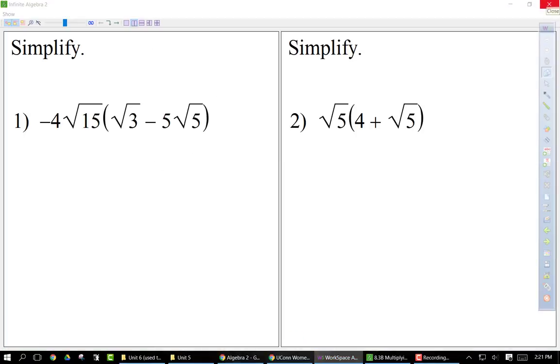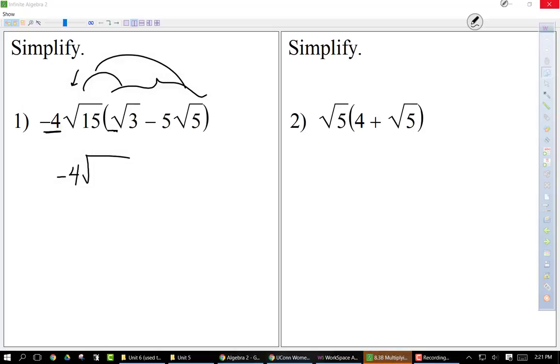Let's do the first two up here. Again, I have a monomial times a binomial, so I'm going to distribute through. Let's multiply this. Negative 4 times a 1 out front, which is negative 4, the square root of 45. 15 times 3 is 45. It's a plus. 4 times 5 is 20 times the square root of 5.